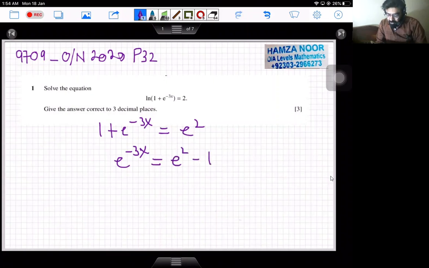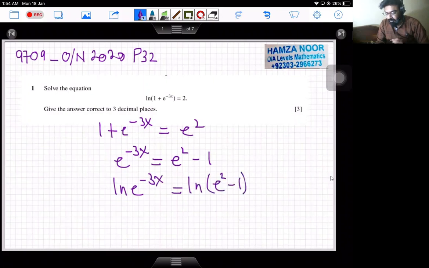Now what you need to do is bring this power minus 3x down. For that purpose, you need to introduce ln on both sides of the equation. Because if you don't do so, you won't be able to make x the subject of the equation. And obviously, if you're solving the equation, you have to give a solution in terms of x. So ln e raised to the power minus 3x is equal to ln(e squared minus 1).